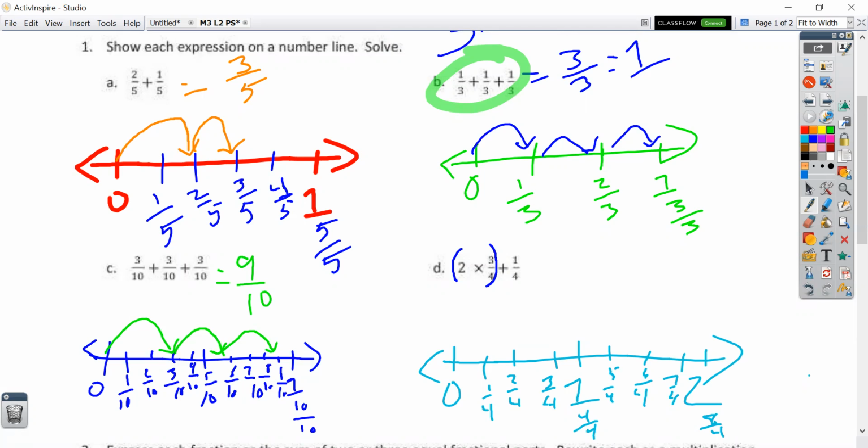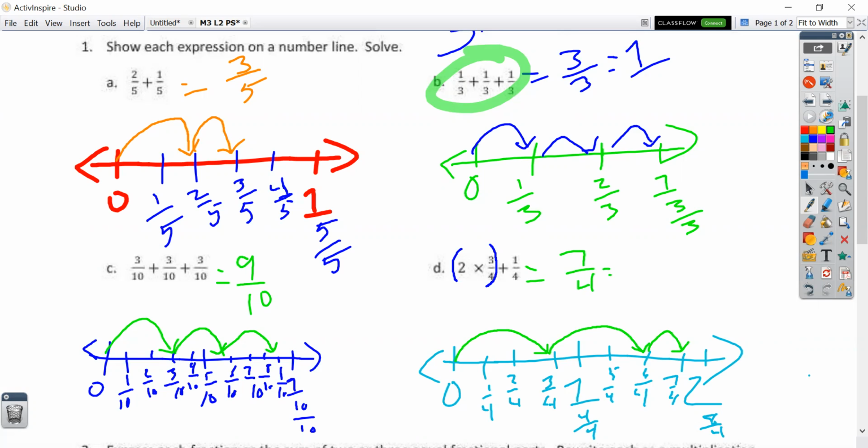Great. Now this is the one where it was a little different. I gave you the hint of two groups of 3/4. Well, to show, we know that multiplication is repeated addition, so it's just saying that we're adding 3/4 twice. We can start at 0, go to 3/4, and then that's one group of 3/4, another group of 3/4. So two groups of 3/4 is 6/4, and then one more group is 7/4. So we know that this answer is 7/4.